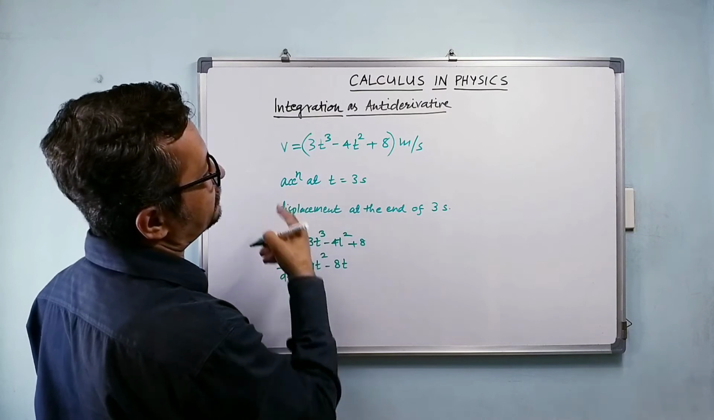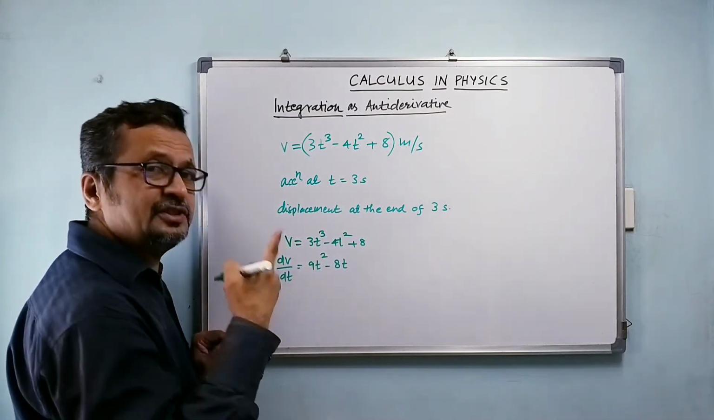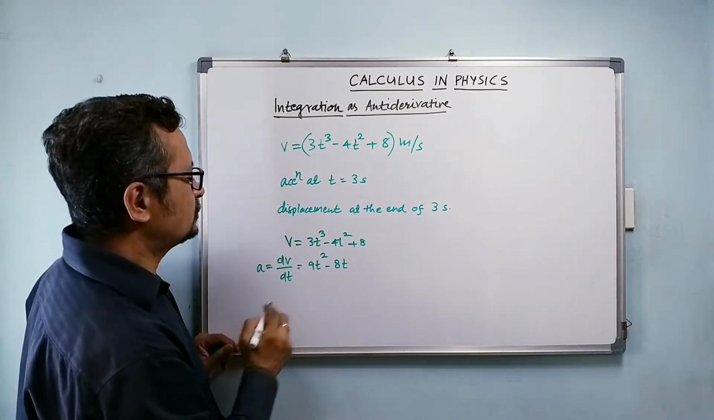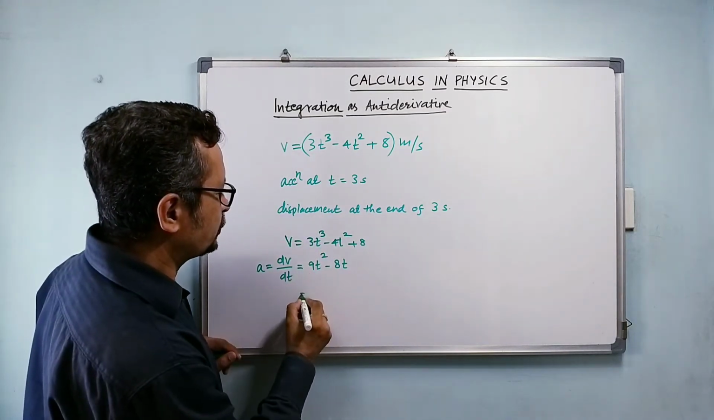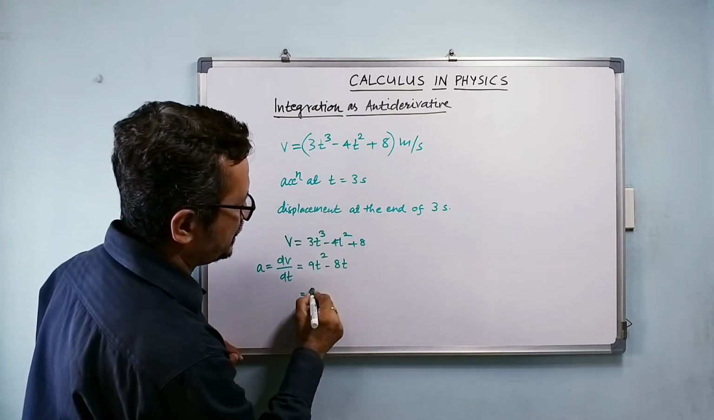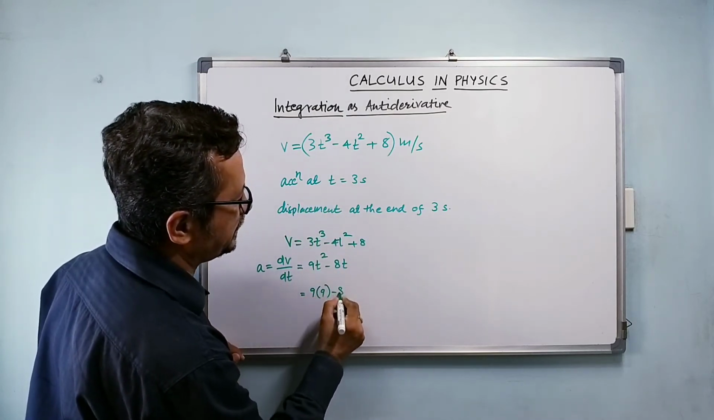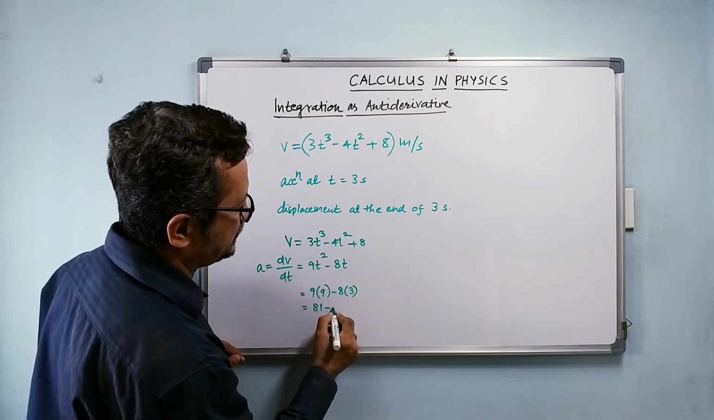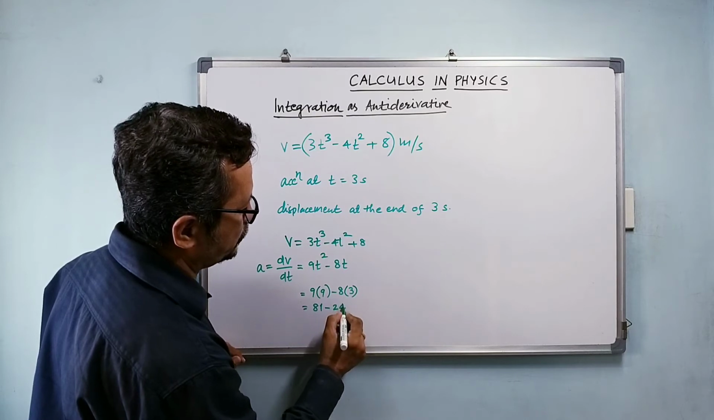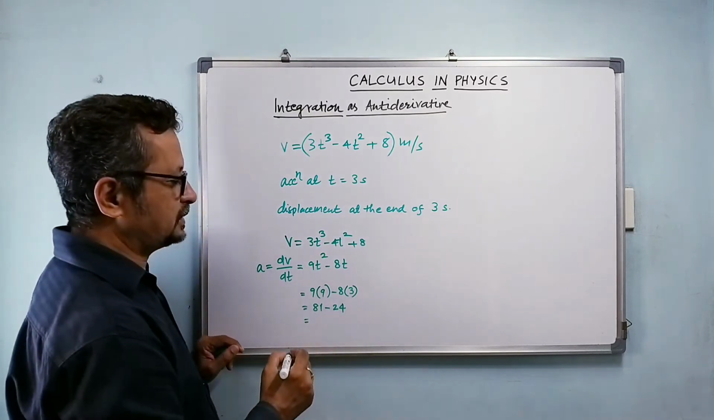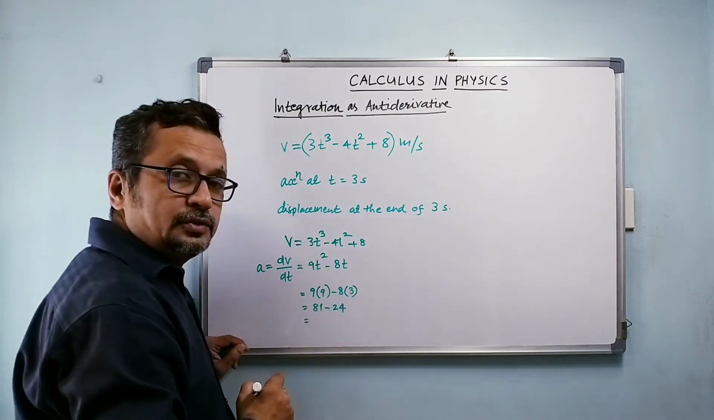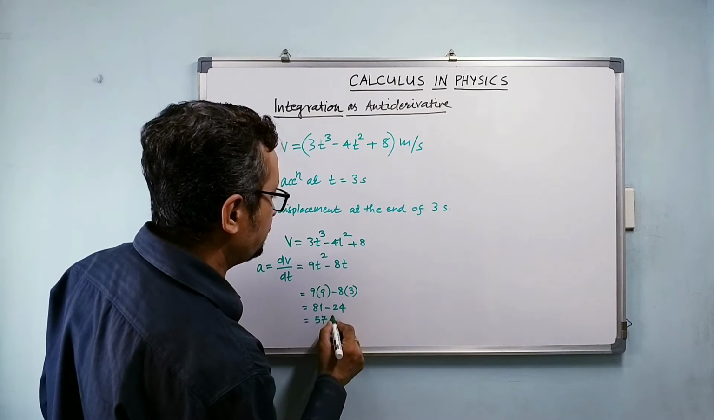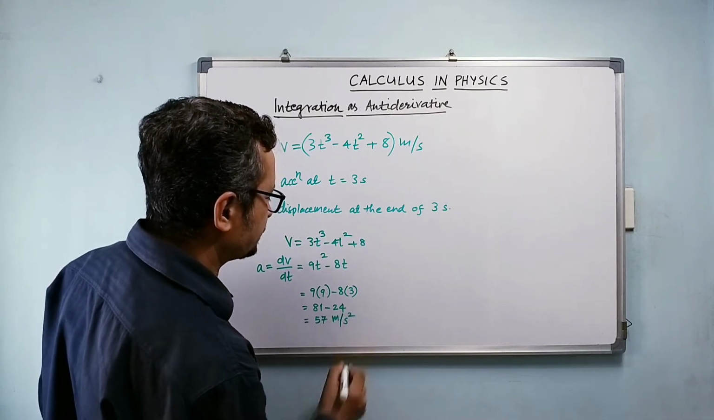And now I want acceleration at t is equal to 3 seconds. Acceleration is variable. It is a function of time here. It's not constant, so it is going to be changing. So I am going to substitute t is equal to 3 here. So 9 into 9 minus 8 into 3. Correct. So it is 81 minus 24, and that would be 57 meter per second square.